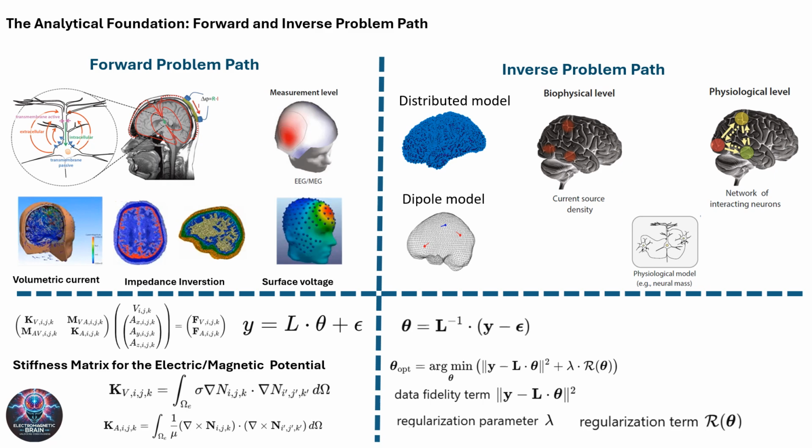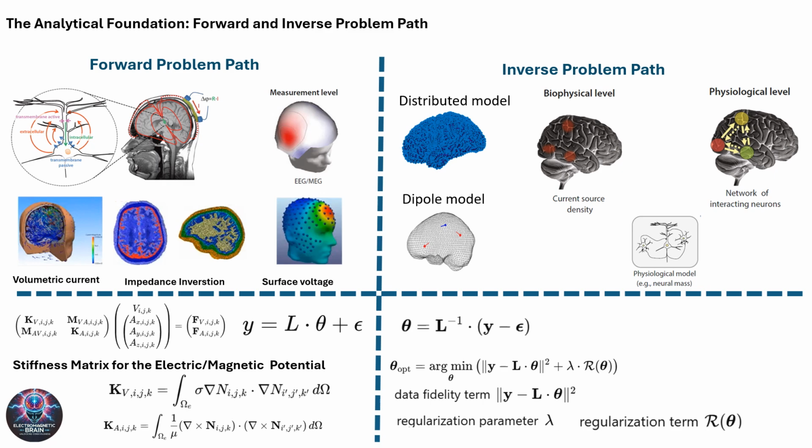The forward path relies heavily on sophisticated numerical techniques, such as finite element method and finite difference time domain. These tools account for the brain's complex geometry and varying tissue properties. The stiffness matrix, which represents the relationship between sources and observed potentials, ensures mathematical rigor in these calculations.